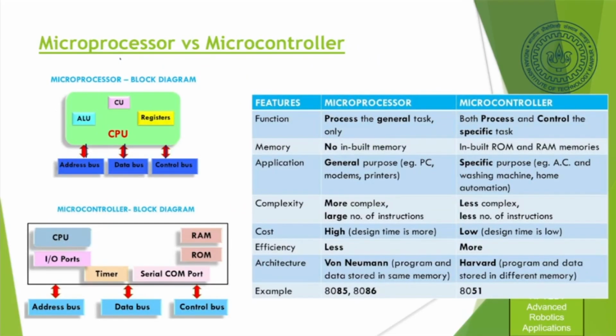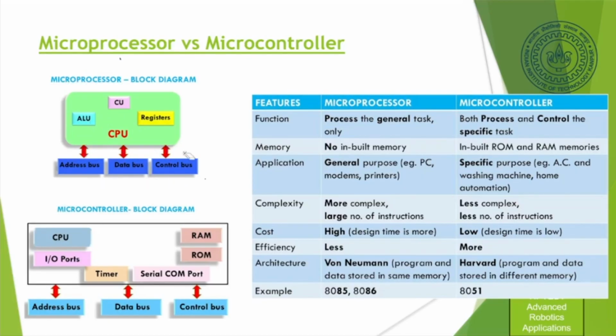Now let's look at the difference between microprocessor and microcontroller. A microprocessor is something like a PC or a laptop. This is the block diagram showing the microprocessor. You have a CPU, the central processing unit, which does the computation. There are registers, the ALU, arithmetic logic unit, and there are different buses, like the address bus, which connect to the external memory. So the program and the data will be stored on the external memory.